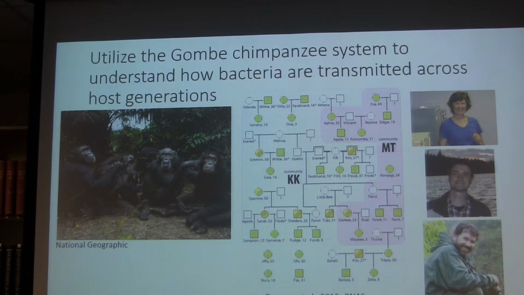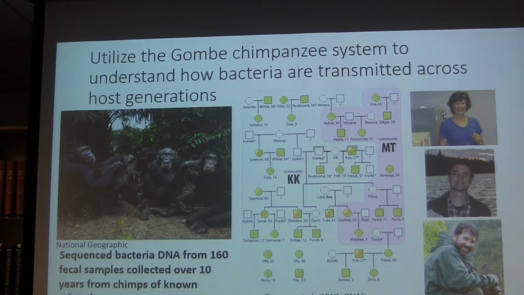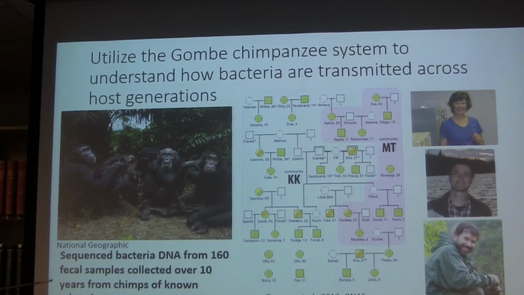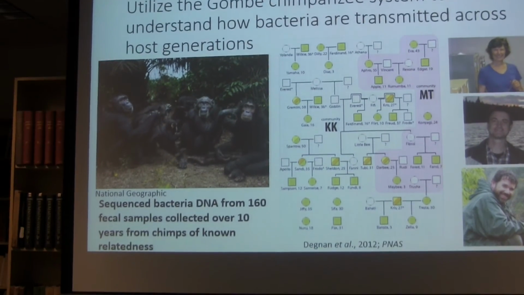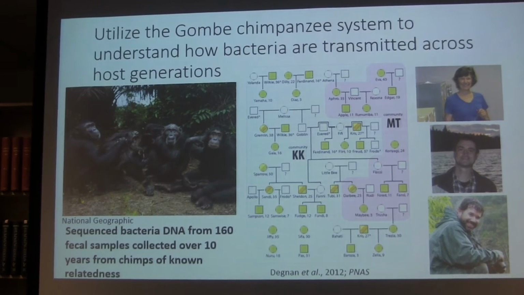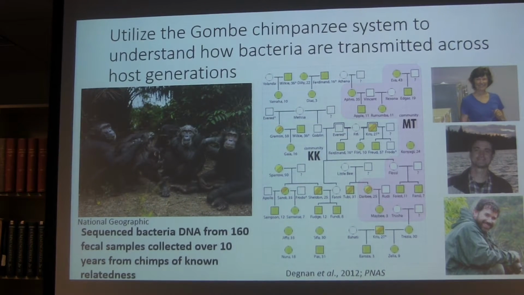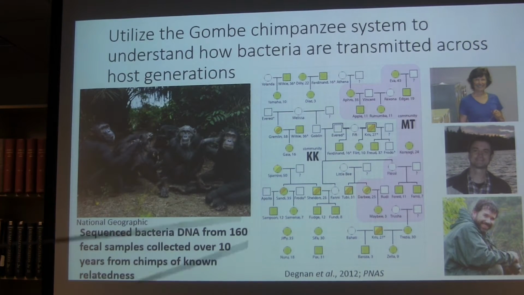I just want to say too, this work was done in collaboration with Ann Pusey and Stephen Forrester at Duke, and also Michael Wilson at the University of Minnesota. This is something that's under review right now, so it's not published yet, but hopefully will be soon. For this project, we sequenced bacterial DNA from 160 fecal samples that were collected over 10 years from chimps whose genealogies were known, so we know the relatedness among the chimps.